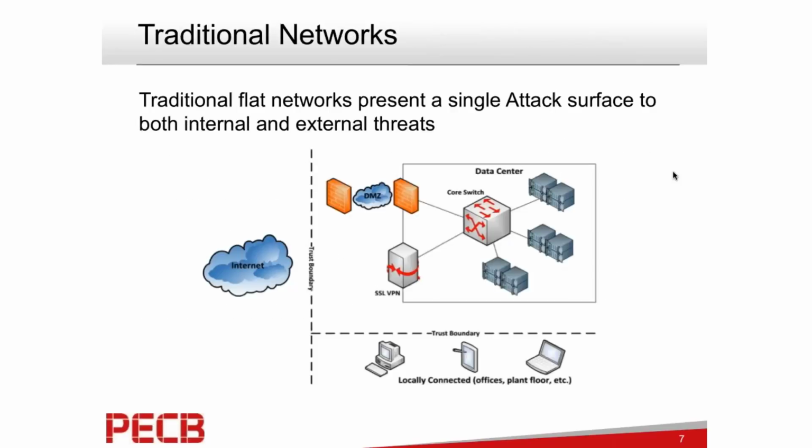So that's how traditional flat networks are distributed today. You have a couple of core switches with the data center connected to them, with mission critical servers and so on. Maybe that data center is accessed through a VPN connection or an SSL connection. And you may be more advanced and have a small DMZ, with your web server or your email server hosted in it.